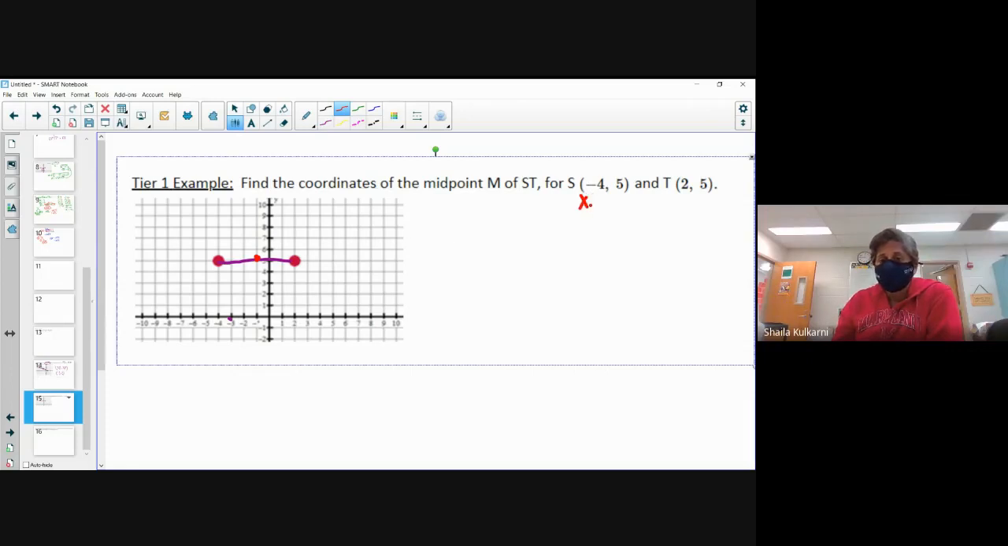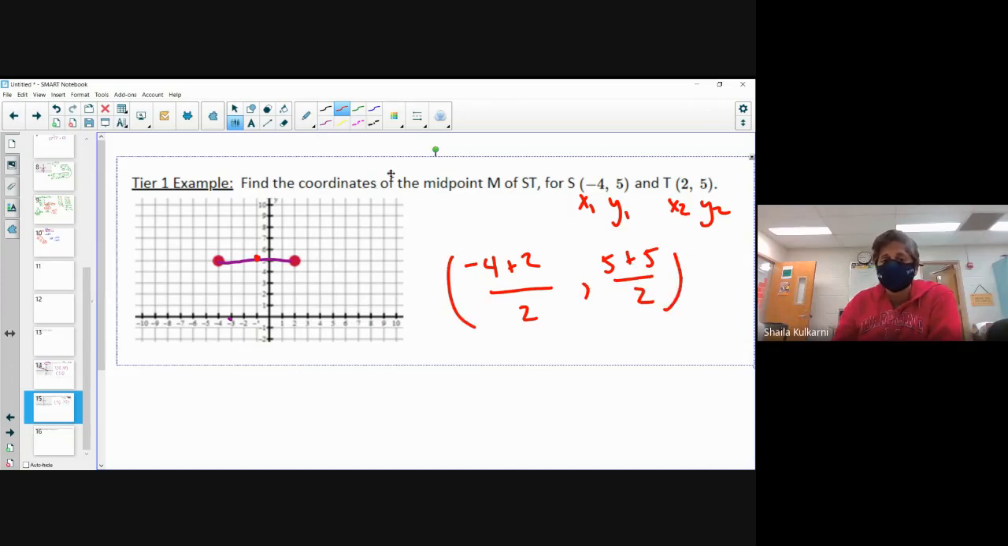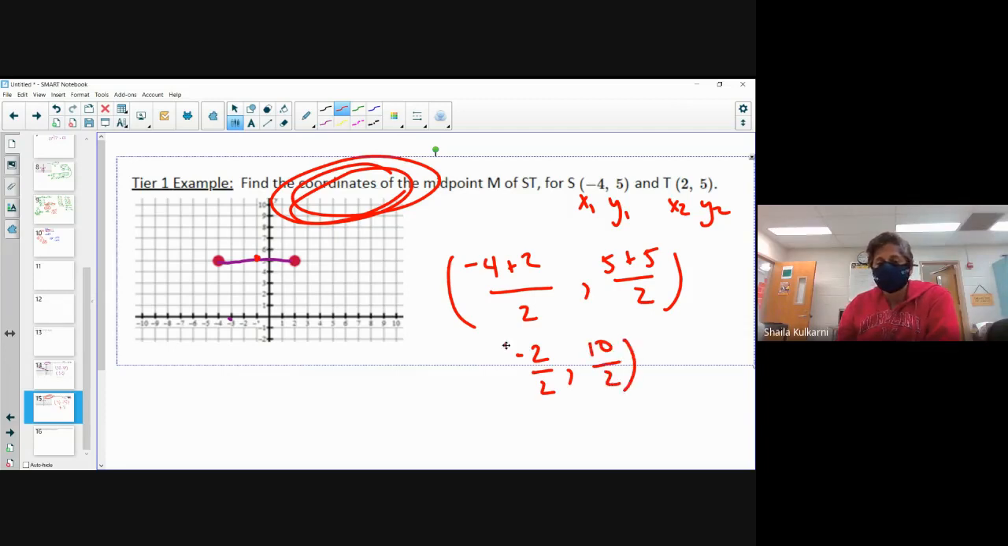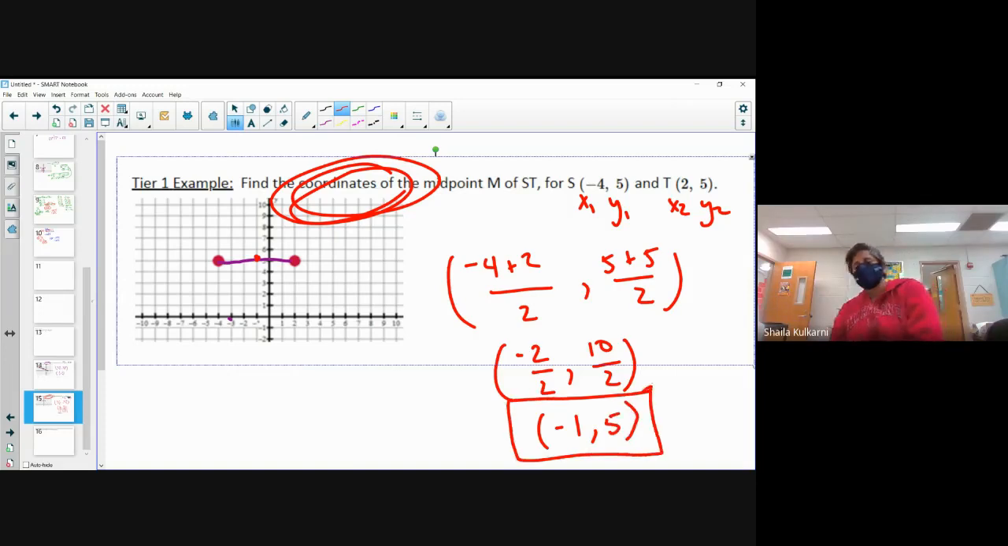So again, I always like to write x1, y1, x2, y2. Does that hurt anybody to do that? Does it take that much more time? We have -4 plus 2 all over 2. I'm going to add the y's together and divide by 2. Don't forget the comma. Don't forget the parentheses because it did ask me for a coordinate. Okay, so -4 plus 2 is -2 over 2. We have 10 over 2, and when you get to calculus, you'll be thrilled because you never have to simplify fractions. But here you go. You have -1, 5, and there's our answer.